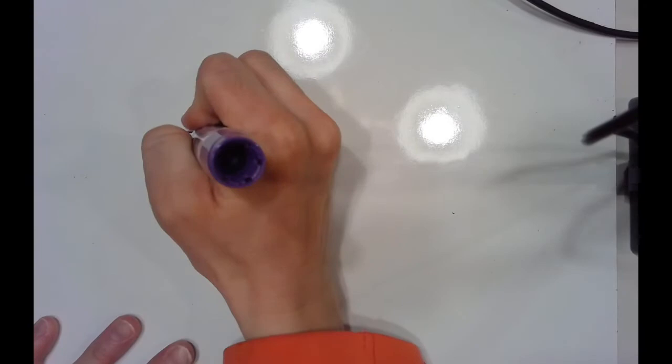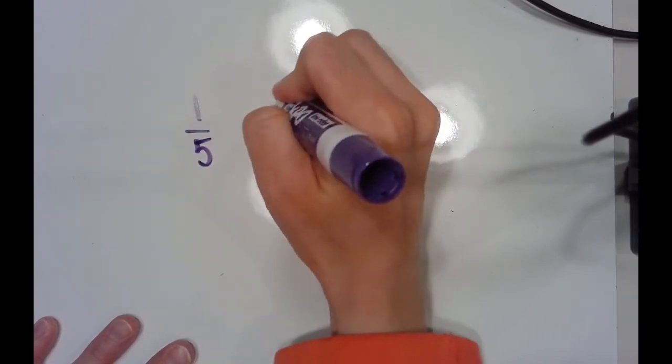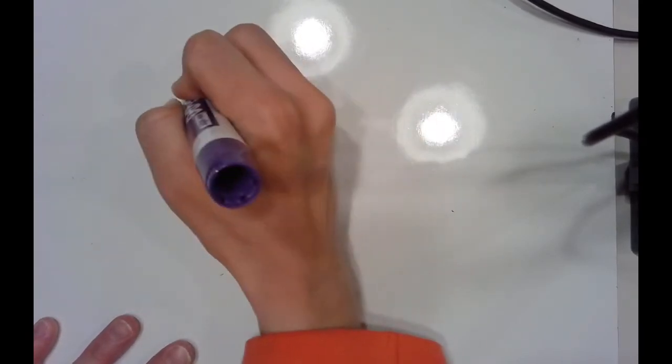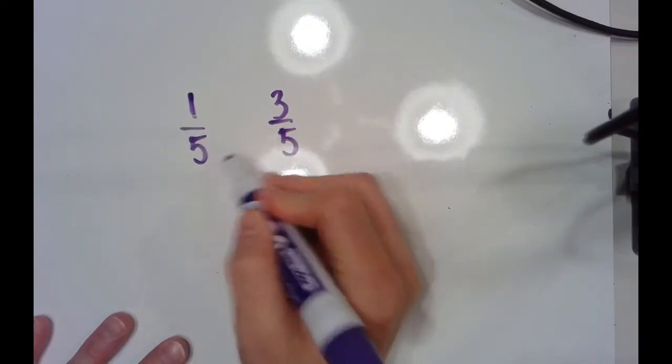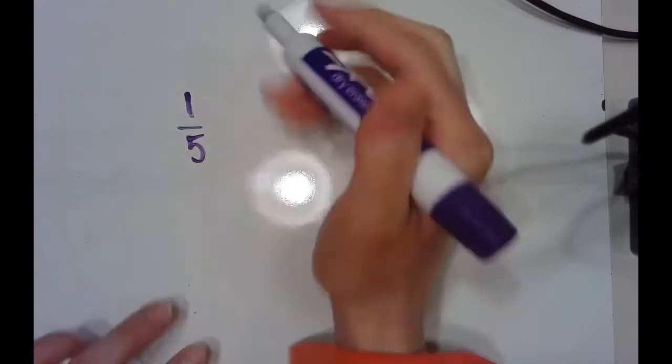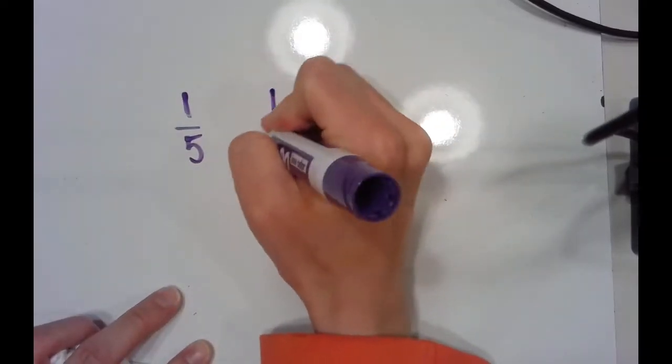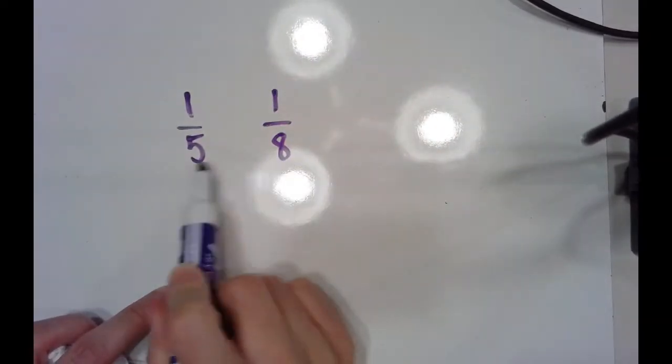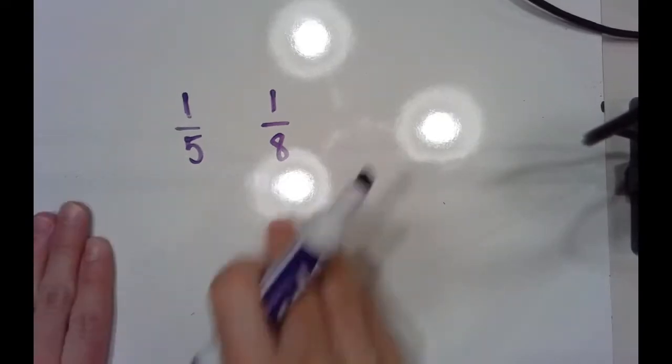Today we're going to learn how to add like fractions. Just a reminder, when we talk about like fractions, we are talking about fractions that have the same denominator. So, for example, 1/5 and 3/5 are both like fractions because they have the same denominator. 1/5 and 1/8 are not like fractions because they have different denominators.